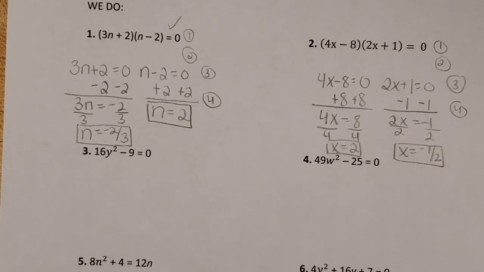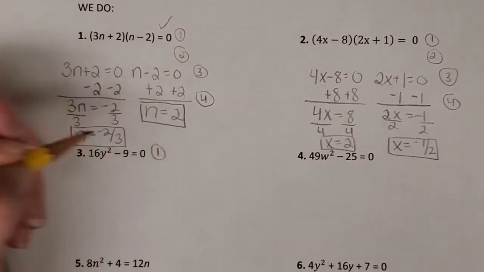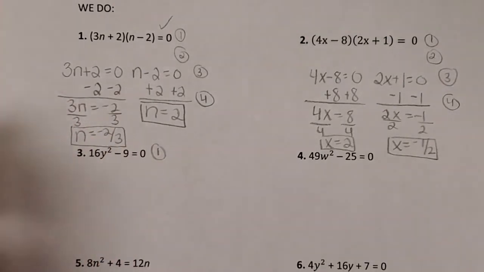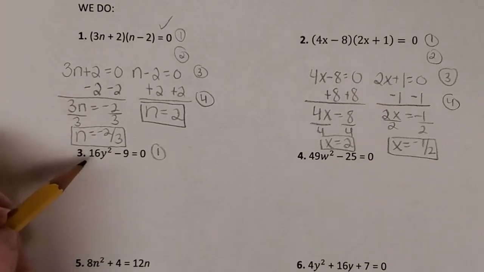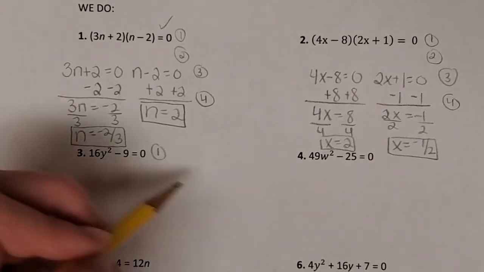So now we're looking at number 3. First step is to set equal to 0. So it's set equal to 0 already, so step 1 is done. Step 2 is to factor. When we look at this equation, we see there's two terms. The first thing we look for is their greatest common factor. There is nothing that goes into both of these terms, so that's all set.